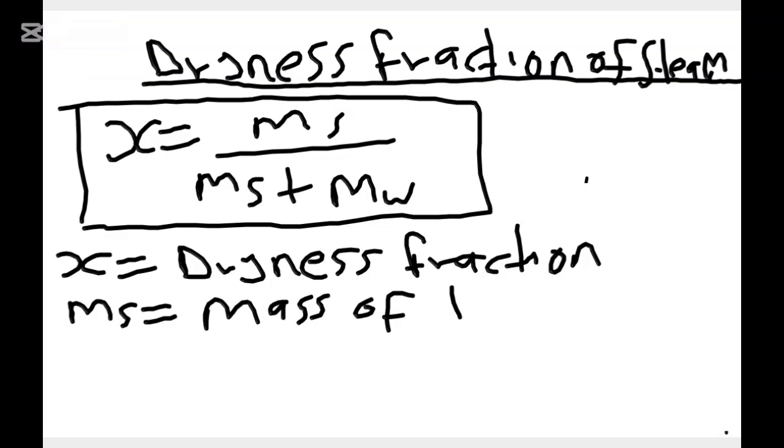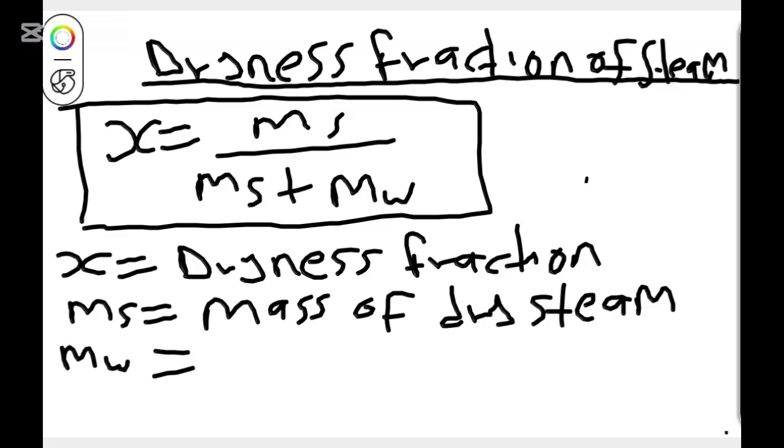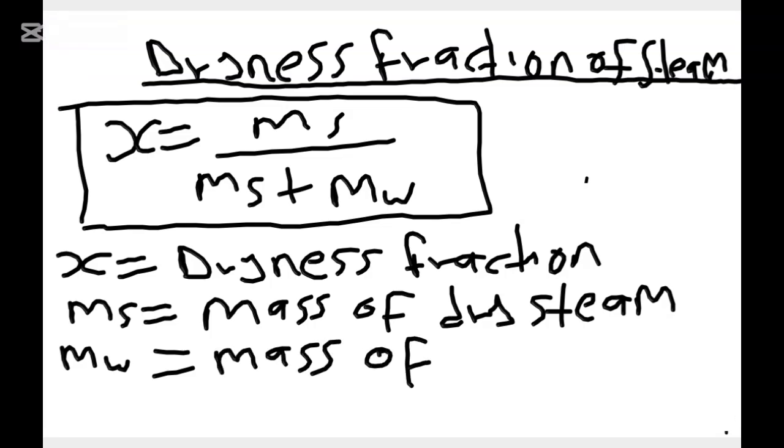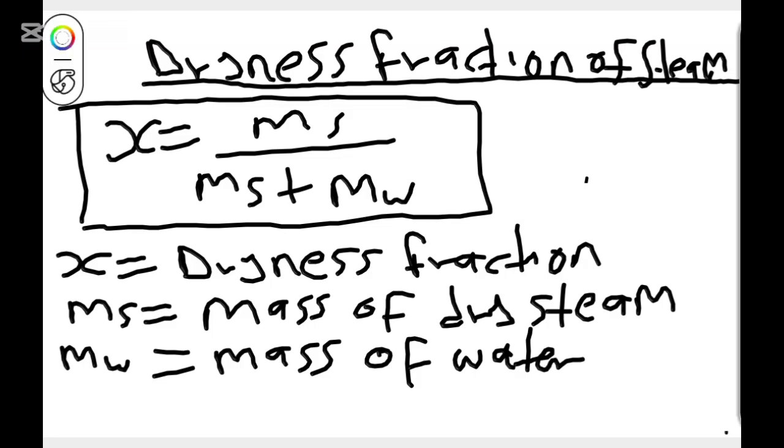The mass of what? Of dry steam. And the MW stands for what? The mass of water particle.